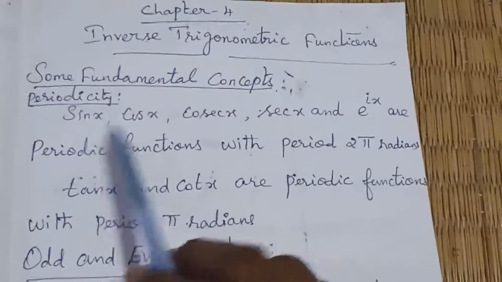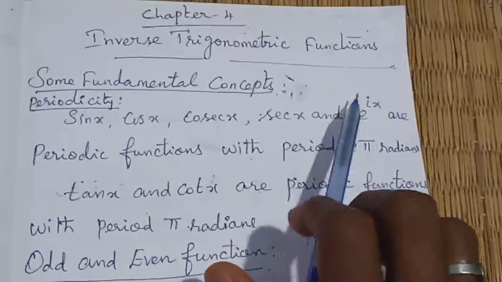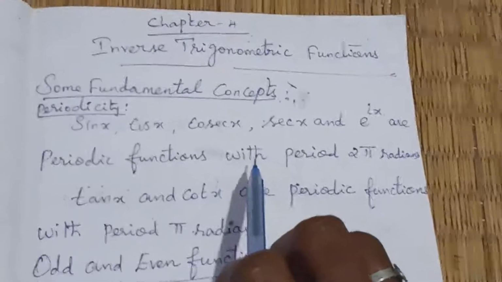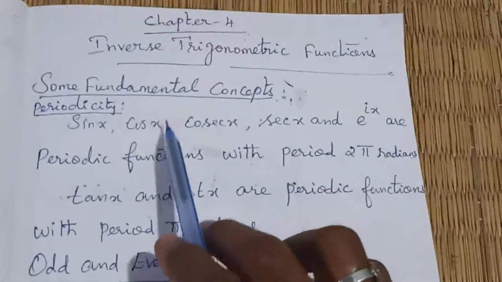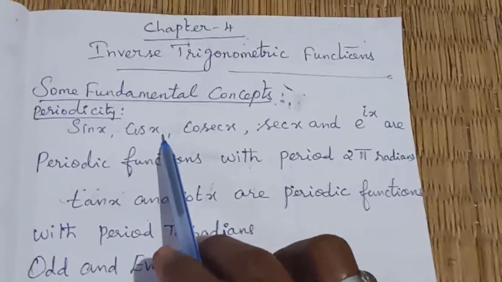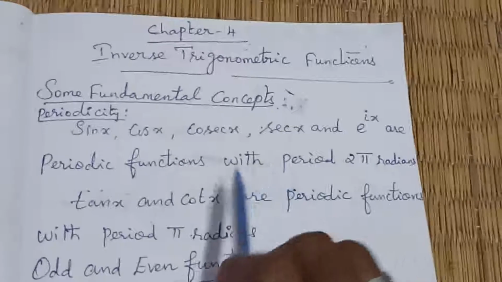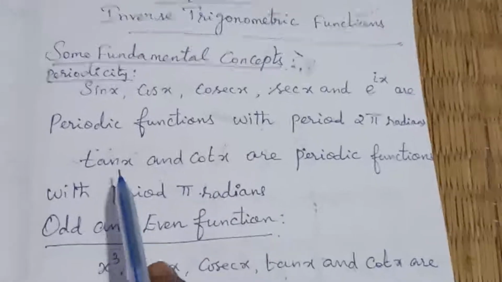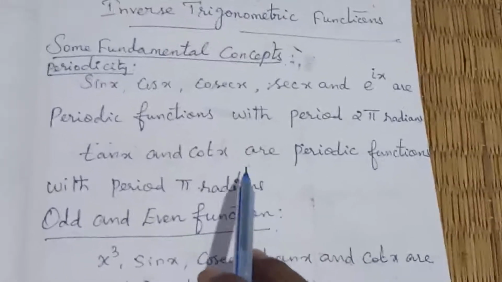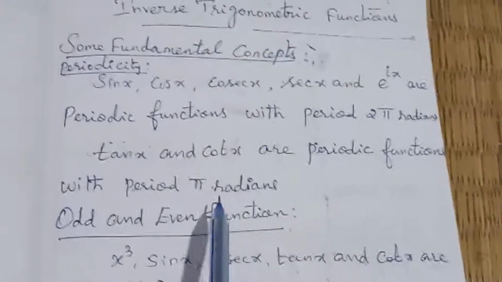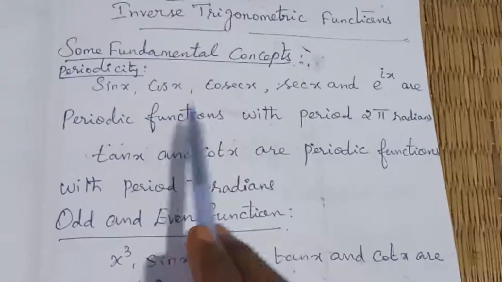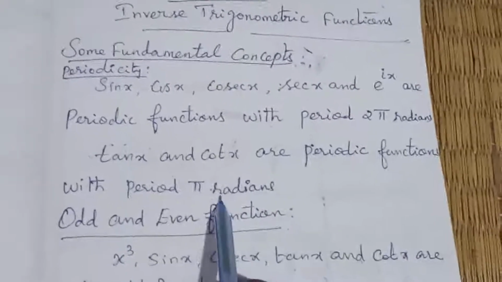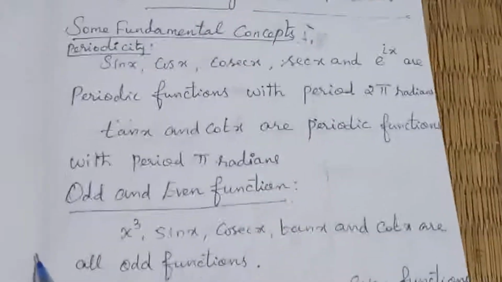See, first sin x, cos x, cosecant x, secant x and e power ix are periodic functions with period 2 pi for the above trigonometric and exponential functions. So here the period is 2 pi radians. Then tan x and cot x are also periodic functions with period pi radians only. So this is very important. The above statement has 2 pi radians, and the second one has period pi radians.